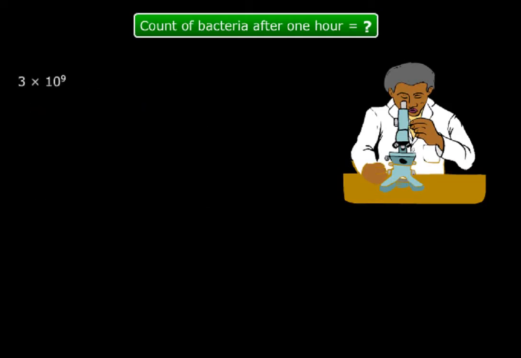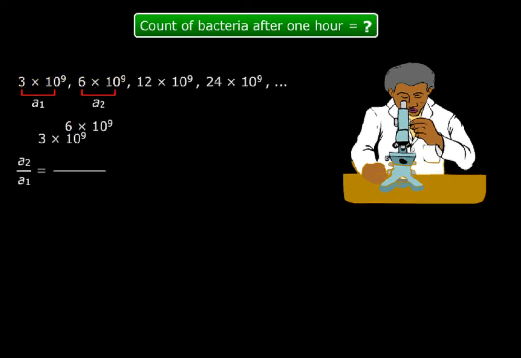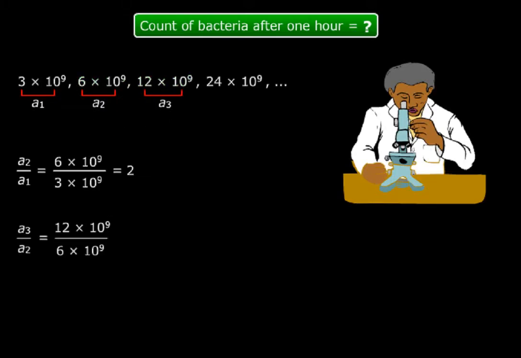3 into 10 to the power 9, 6 into 10 to the power 9, 12 into 10 to the power 9 and so on. Now look at the sequence. Is there something common? Look at the first two terms. Let's find the ratio. We have A2 by A1 as 6 into 10 to the power 9 by 3 into 10 to the power 9, or 2. Let's look at the next two terms. A3 by A2, 12 into 10 to the power 9 by 6 into 10 to the power 9. Again we have the ratio as 2.